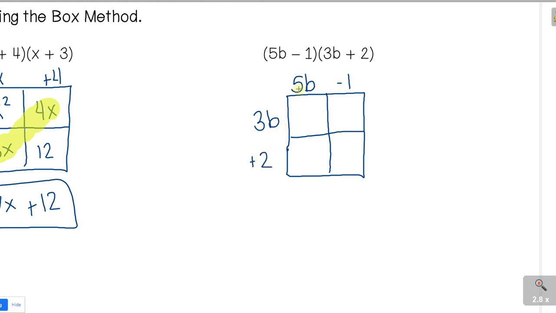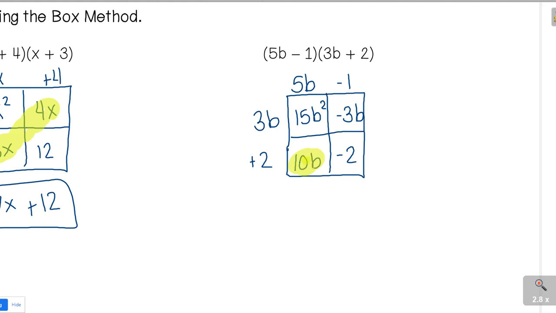Now multiply. 5b times 3b is 15b squared. Let me say that again. 3b times negative 1 is negative 3b. Then 5b times 2 is 10b. And 2 times negative 1 is negative 2.